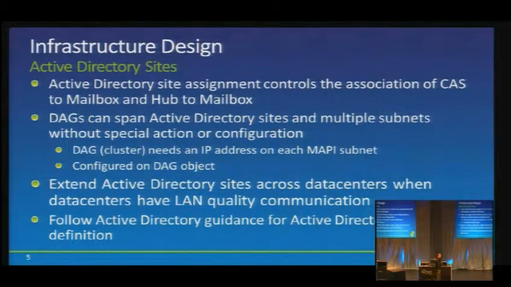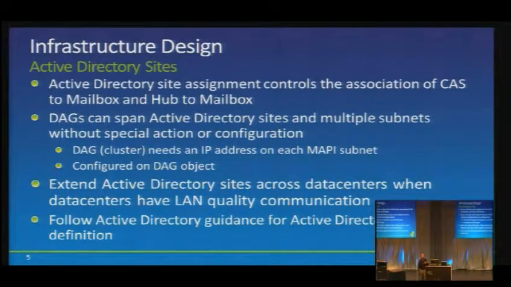Now, AD site topology is used by Exchange. We use it primarily to figure out the sightedness of the servers and the sightedness of the mailboxes. By and large, mostly the CAS and hub servers in the site will service the mailbox servers in that site. And I say mostly because, as you'll see later, there is the possibility, for example, for a CAS in one site to be servicing a mailbox server in a remote site. You'll see what I mean in a little bit. Now, DAGs can span AD sites, and they can span subnets without any special configuration. That's actually not new to DAGs. We were able to do similar things with CCR in Exchange 2007, SP1 and later.